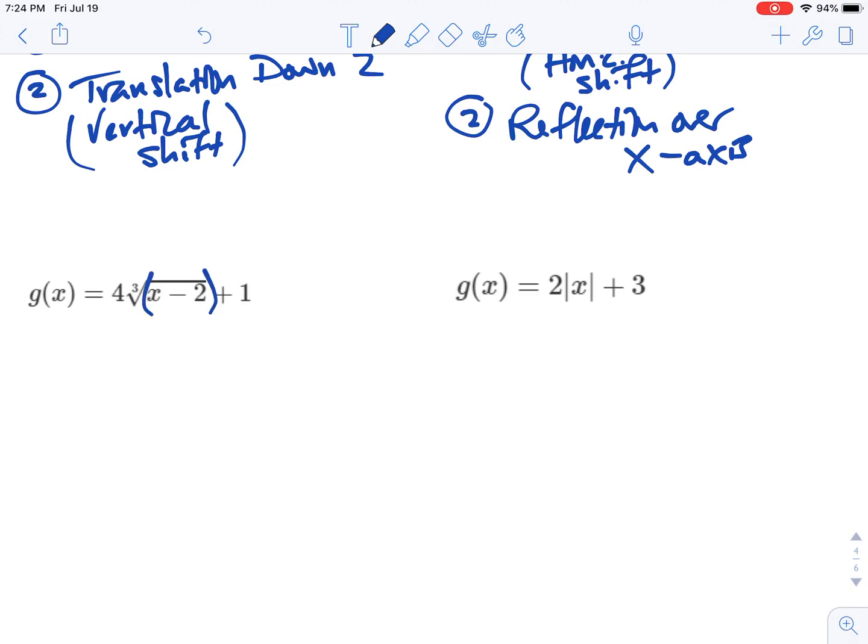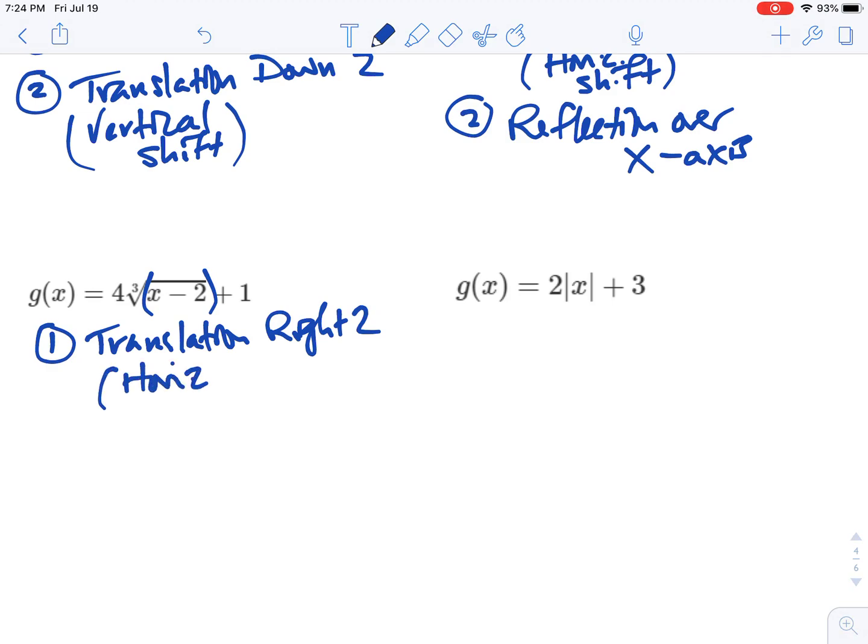This would be like parentheses to the 1/3 power, or the cubed root there. So we're going to do that first. X minus 2 would be a translation right 2. Again, it's kind of backwards because it's inside there with x. Or we can call this horizontal shift right 2.